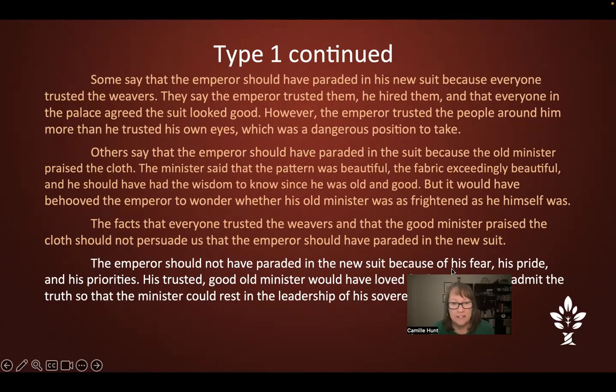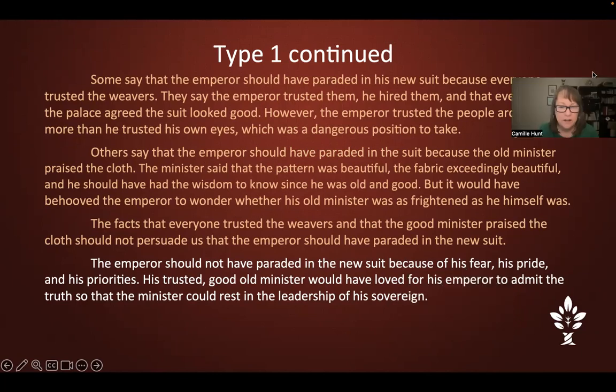Refutation summary. The facts that everyone trusted the weavers and that the good minister praised the cloth should not persuade us that the emperor should have paraded in the new suit. The emperor should not have paraded in the new suit because of his fear, his pride, and his priorities. His trusted good old minister would have loved for his emperor to admit the truth so that the minister could rest in the leadership of his sovereign.